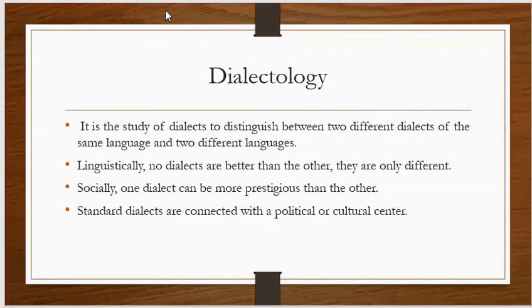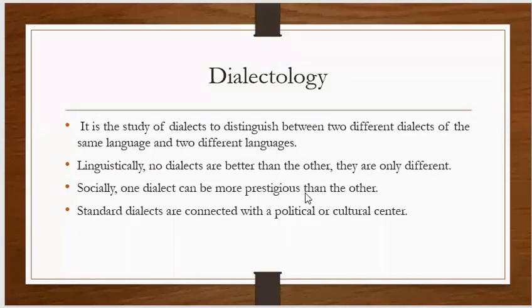If we are talking about different dialects, people who are speaking different dialects would be able to understand each other. Whereas if we are talking about two different languages, the speakers of both of those languages wouldn't be able to understand each other, right? So you must have a clear distinction between dialects and languages. People speaking two different dialects of the same language would be able to understand each other, whereas people speaking two different languages wouldn't be able to understand each other.